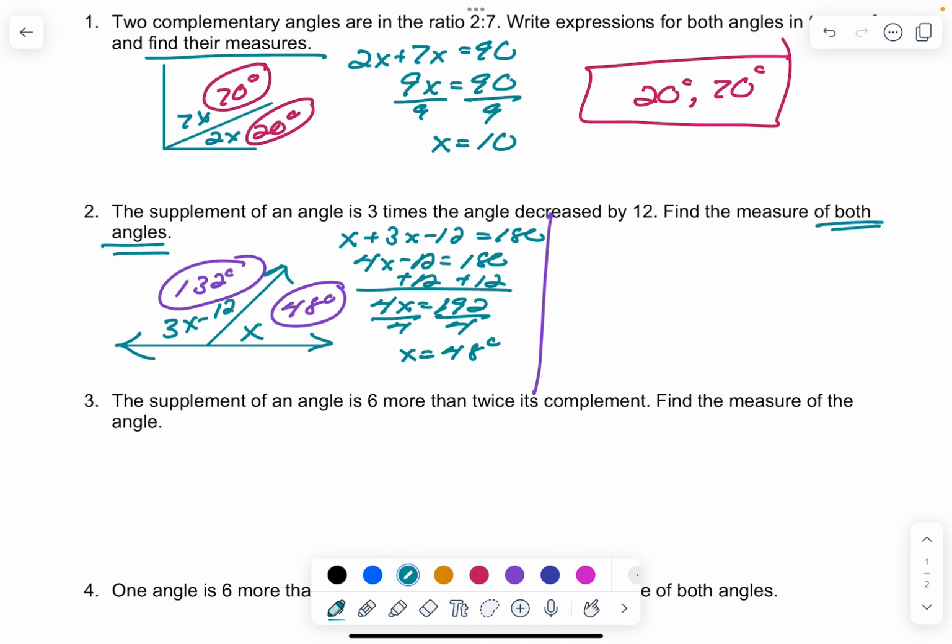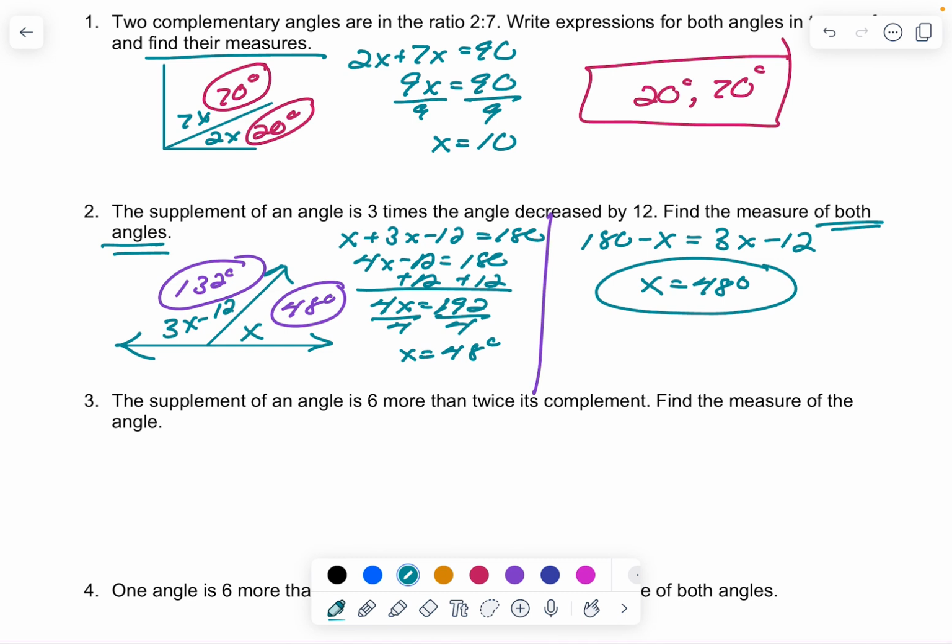So we could translate. So the supplement of an angle, 180 minus x, okay, the supplement of an angle, is 3 times the angle decreased by 12. And if you solve that, you end up with x equals 48 degrees, just the same. So in class, I saw people doing both, but either way. So when you have the two angles, one is a supplement of the other or complement of the other, you have a choice. You could do it one way or the other.